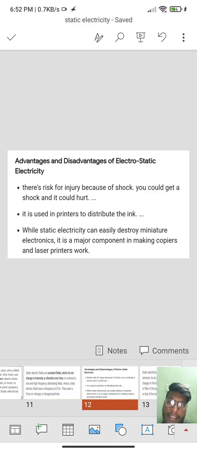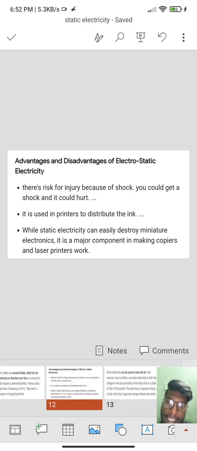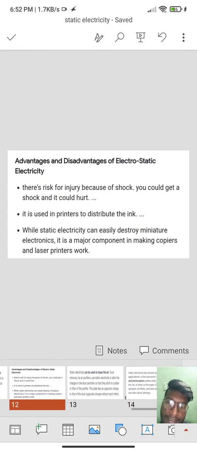Advantages and disadvantages of electrostatic electricity. There is a risk of injury because of shock. You could get a shock and it could hurt. It is used in printers to distribute the ink. While static electricity can easily destroy miniature electronics, it is a major component in making copiers and laser printers work.